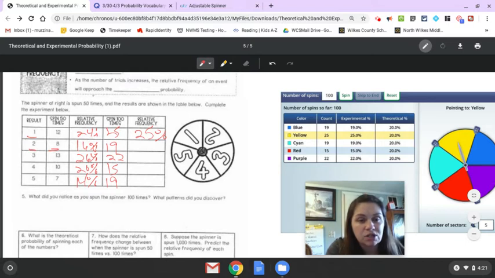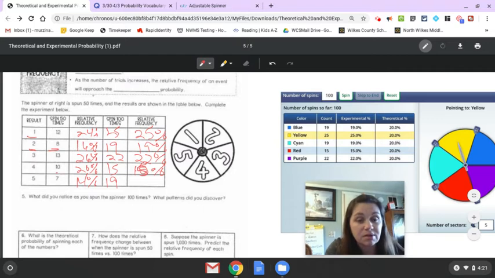For my number 2, I spun a 2 19 times, and 19 out of 100 is just 19%. I spun a 3 22 times. 22 out of 100 is 22%. I spun a 4 10 times. 10 out of 100 is 10%. And I spun a 5 19 times. Whoops. This was weird. 15%.